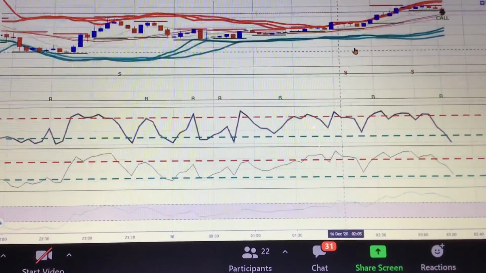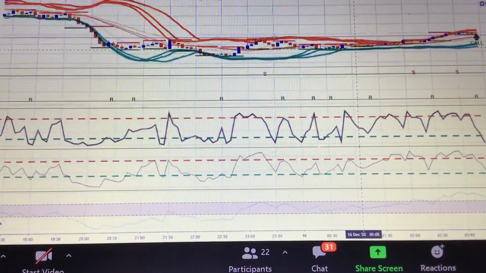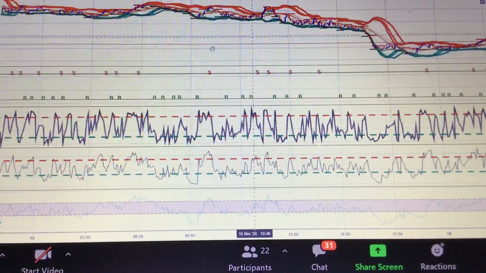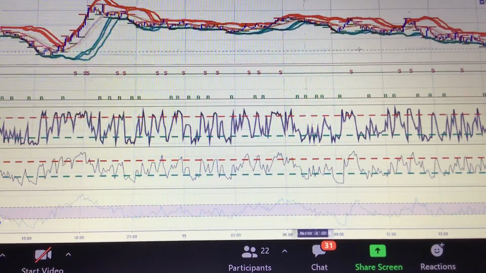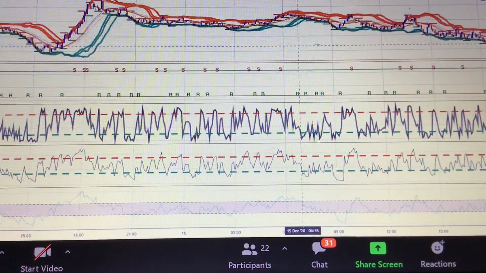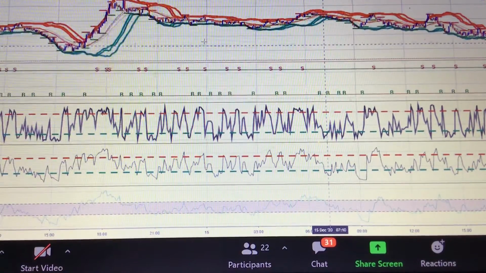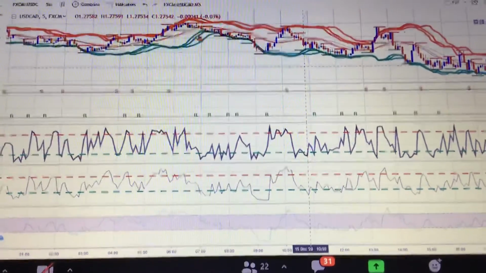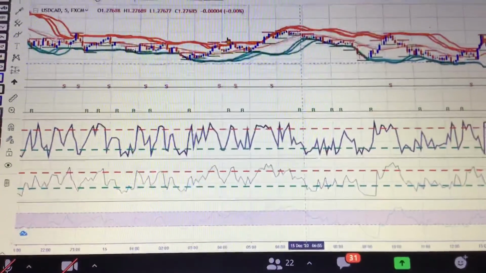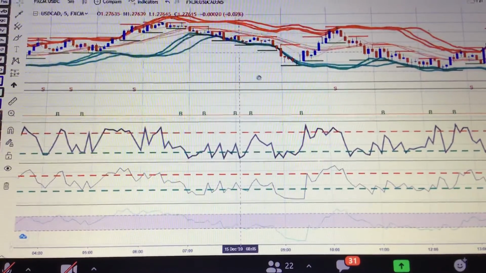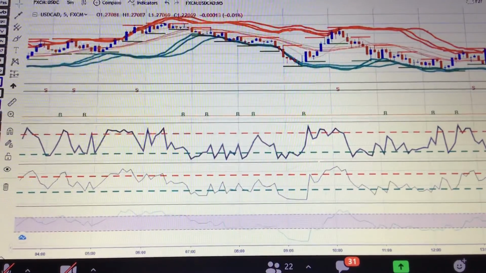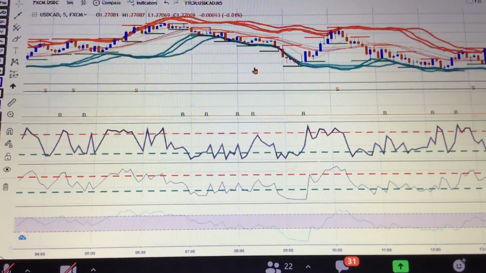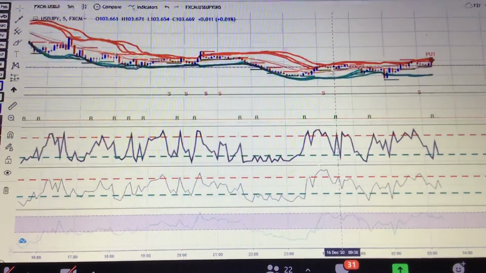Now, if we move back, let's see, we move back in the morning. Where is that? Right about here. Okay, so there's a trend right here. This was the morning. I caught that trend on USD. I also caught USD JPY. There was a nice trend happening on USD JPY in the morning.